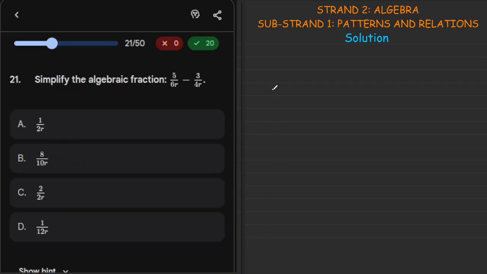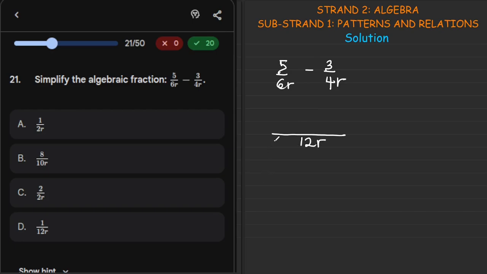Question number 21 says we have 5 over 6r minus 3 over 4r. So how do we simplify this algebraic fraction? There is 6 and then 4. What is the LCM of 6 and 4? That is a 12. Before we even go there, they both have an r. There's r common to them. So our LCM is rather going to be 12r.